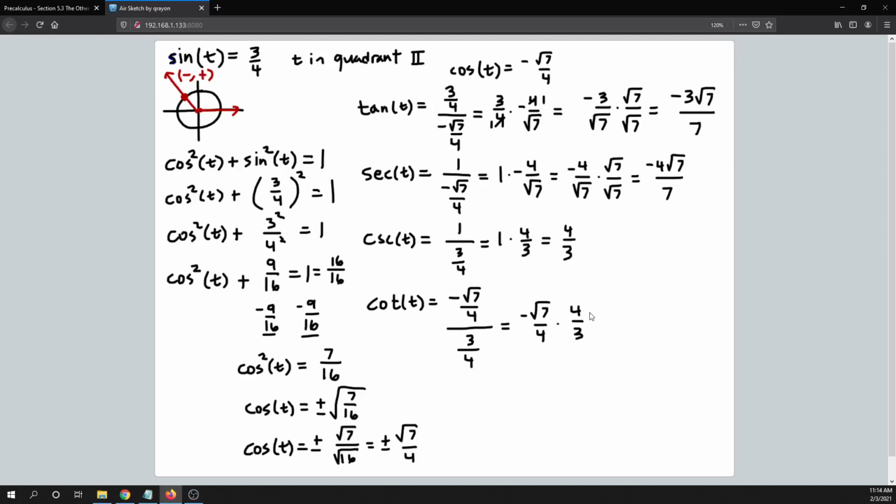I do have a common factor of 4 between the top and the bottom, so I'm going to go ahead and cancel that. 4 goes into itself once. It goes into 4 once down here. And then multiplying across the tops, I get negative square root of 7. Across the bottom, I get 3. Okay. All right, and that is it on this problem.